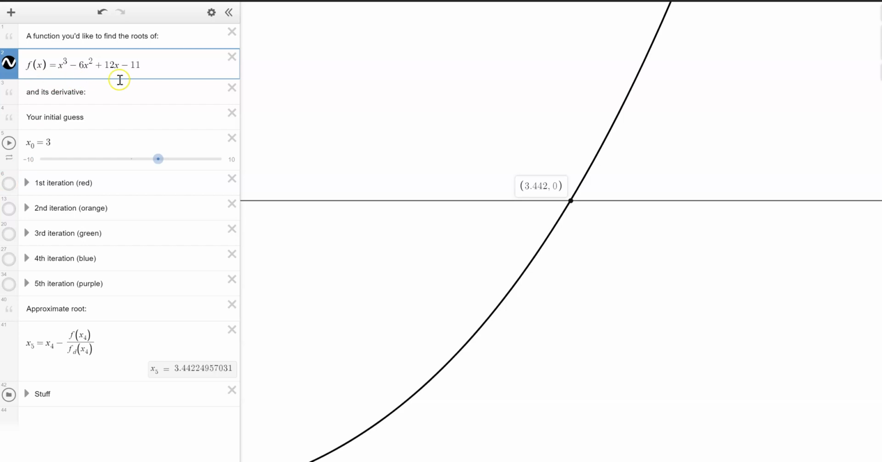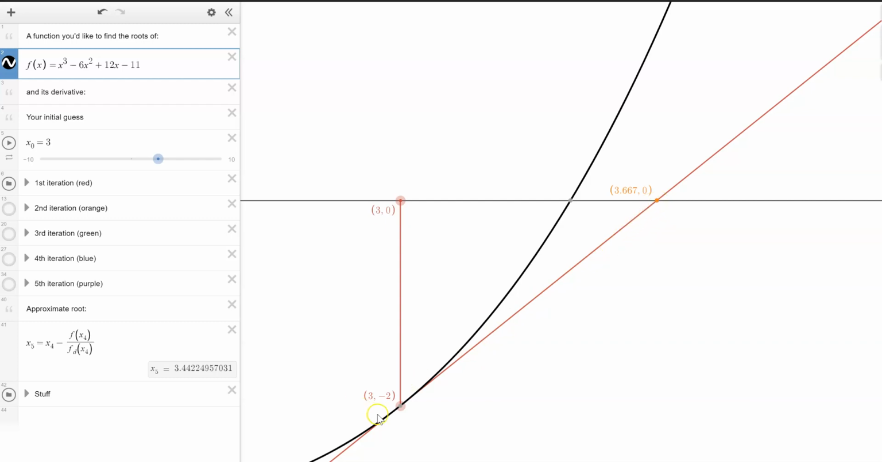If we take our function right here, you can see it's graphed. It crosses the x-axis right here, giving us a zero at 3.442. So if we pick a point like 3 and plug that into the function, it will give us an x and y coordinate. What it also gives us is the slope of the tangent line. If we take the slope of the tangent line and the point, we can actually create this line. And you can see that line intersects right here.